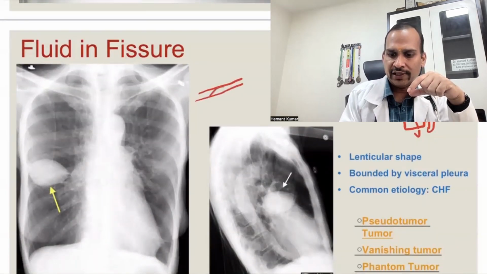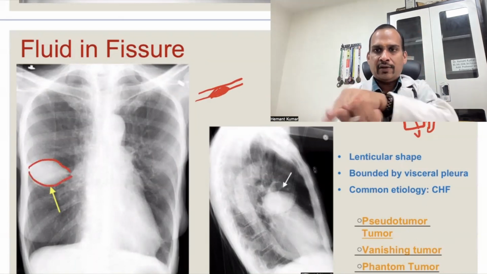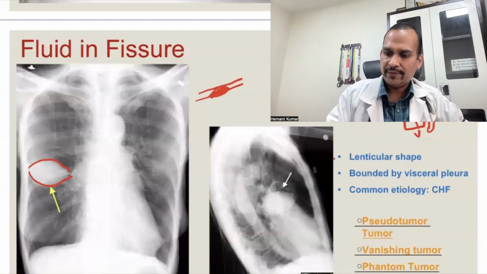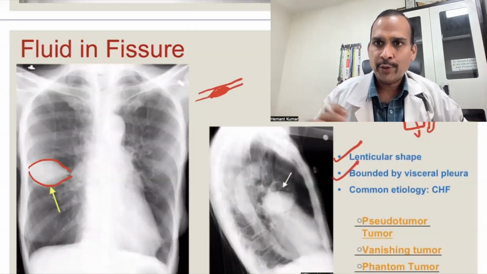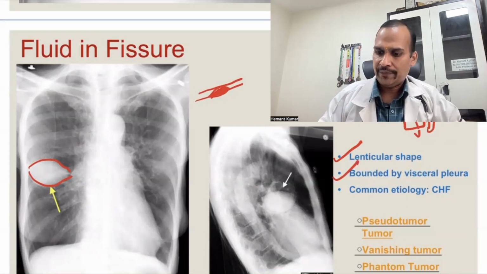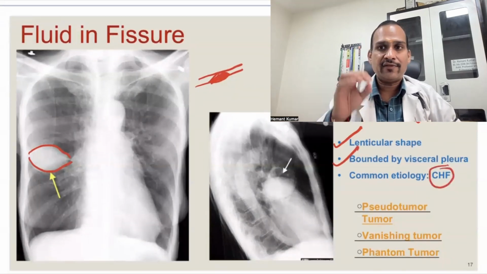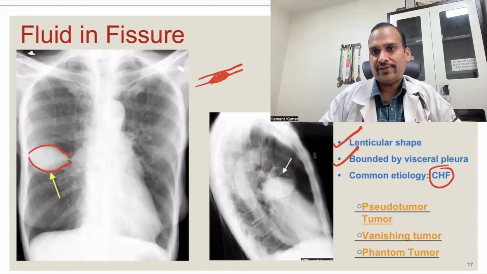If there is fluid collection like this, it will give an opacity like a lens, a biconvex lens. So this is lenticular in shape, bounded by visceral pleura, because the fissure is formed by two layers of visceral pleura. The common etiology is congestive heart failure. Whenever there is volume overload or fluid overload in the body, it can cause fluid in the fissure.